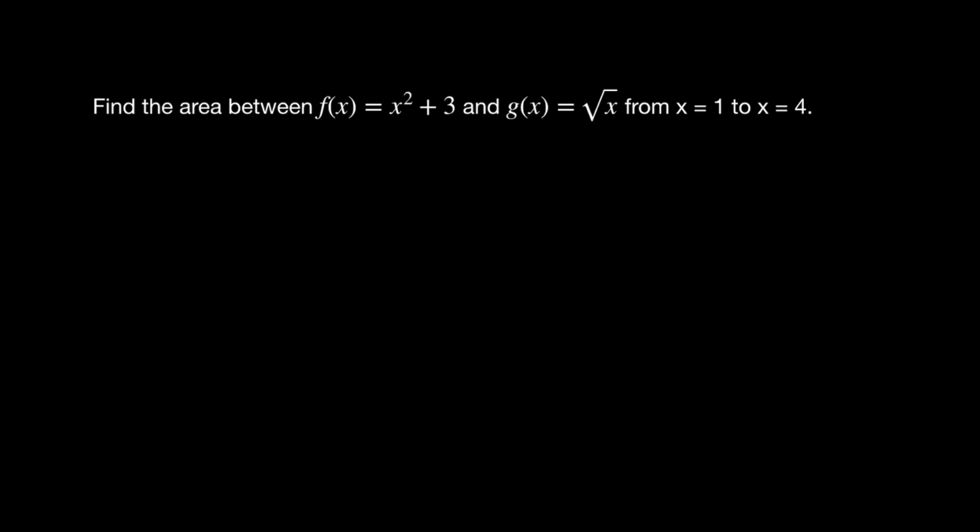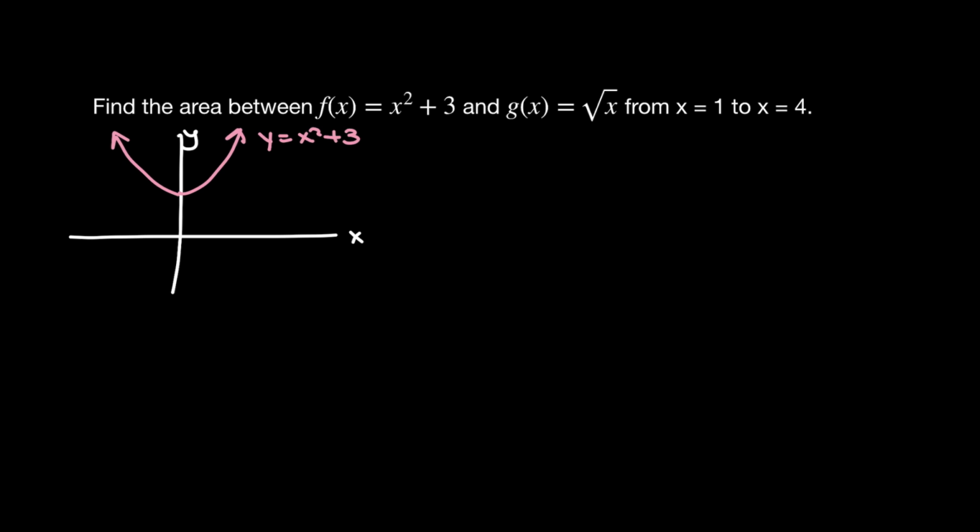The first thing I'm going to do to solve this problem is draw a picture. Y equals x squared plus 3. The x squared tells me it's a parabola, and the plus 3 means it's been shifted up 3 units. Y equals the square root of x. That's my half of a sideways parabola. And I want to find the area between these curves from x equal 1 to x equal 4. So I've shaded in the region that we are interested in finding the area of.